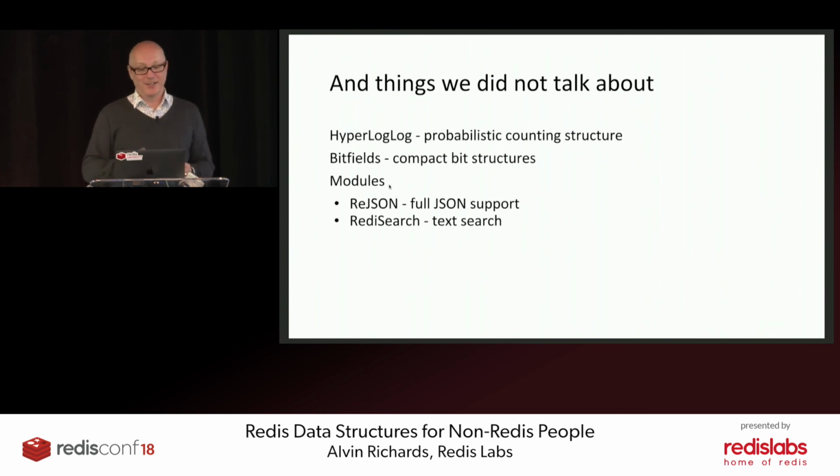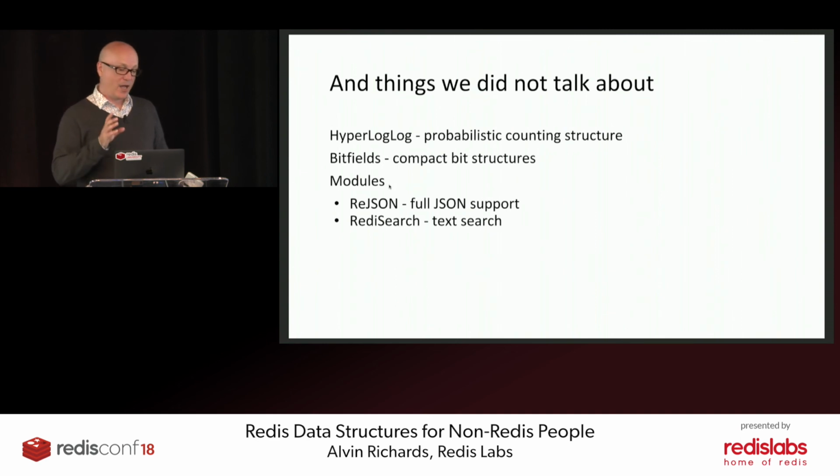HyperLogLog is another data type which is great for probabilistic counting structures. It will give you a rough approximation of how many elements are in the structure. So if you want to know there's about 5,000 people subscribed, then it's a great structure for that. If you need to know it's 5,048 precisely, then a HyperLogLog is only going to give you an approximation, not an exact number.